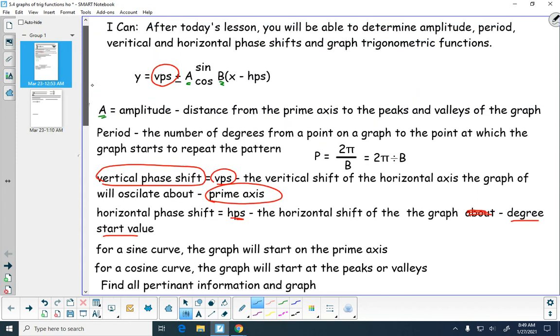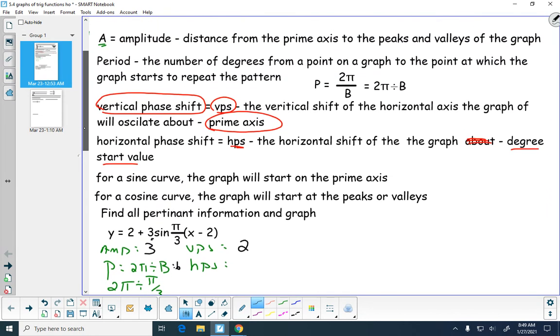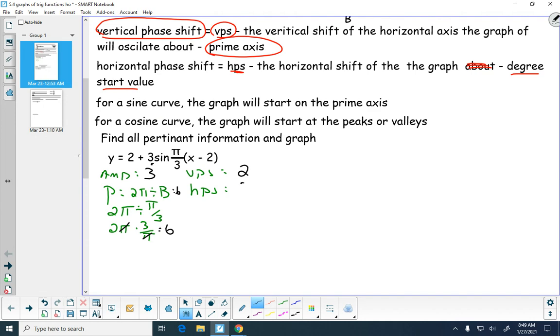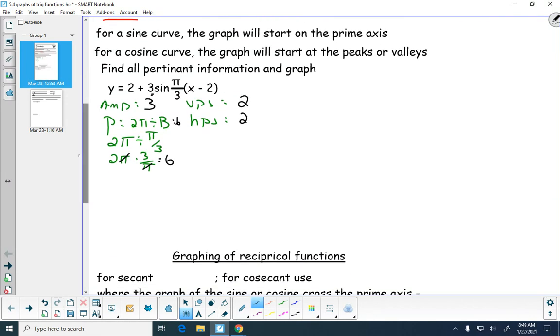Vertical phase shift. Looking at our equation, what's our vertical phase shift, Brooke? 2. Horizontal phase shift. What's our horizontal, L? What's being subtracted from x? Just 2. So that would also be 2. This is x minus our horizontal phase shift, so we ask ourselves, what's being subtracted from x? And that is the value of 2.